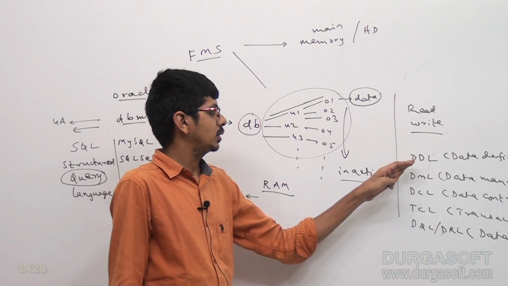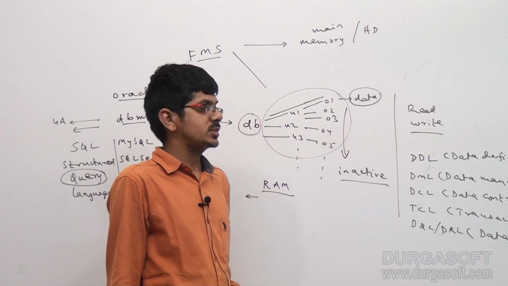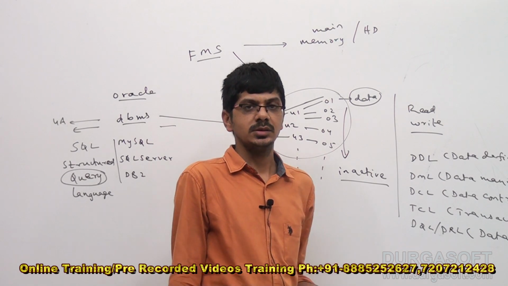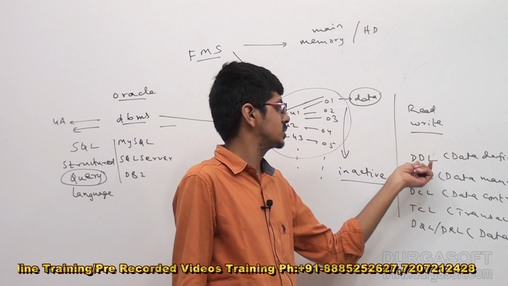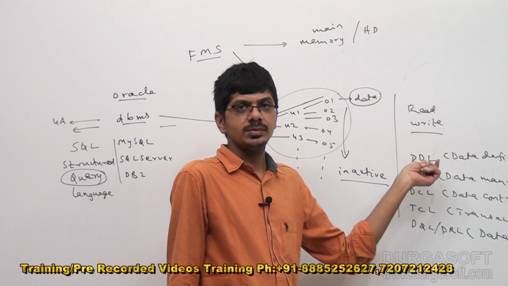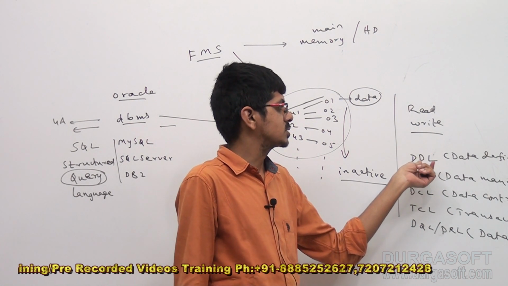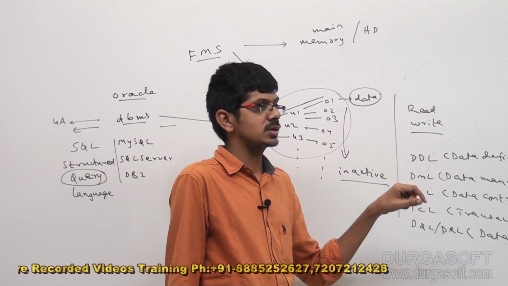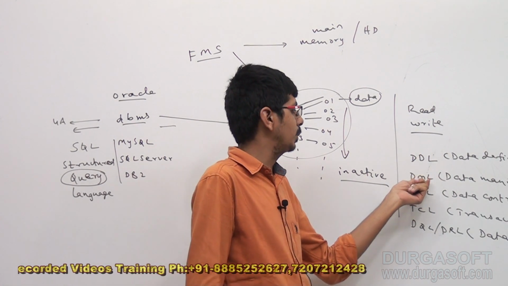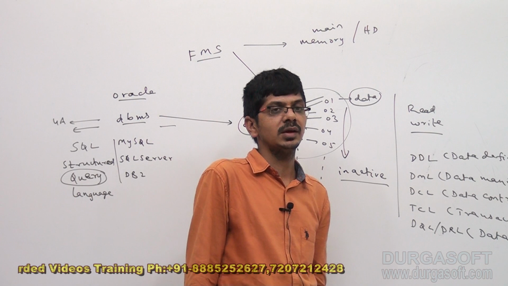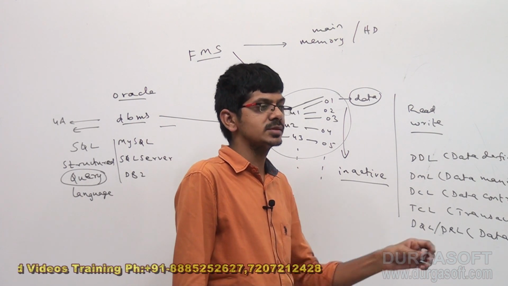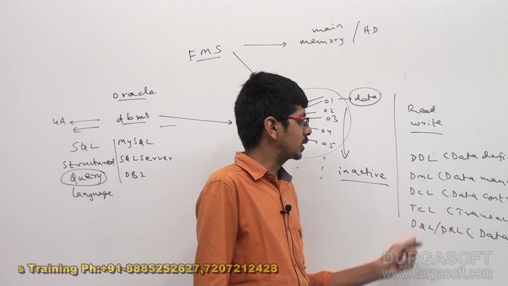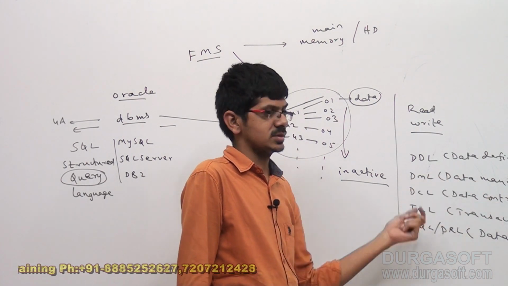So DDL, data definition language, deals with the structure of the database. Structure of the database means the structure of the objects and the structure of the data holders. DML means data manipulation language. It deals with the data inside the object. DCL controls data access.